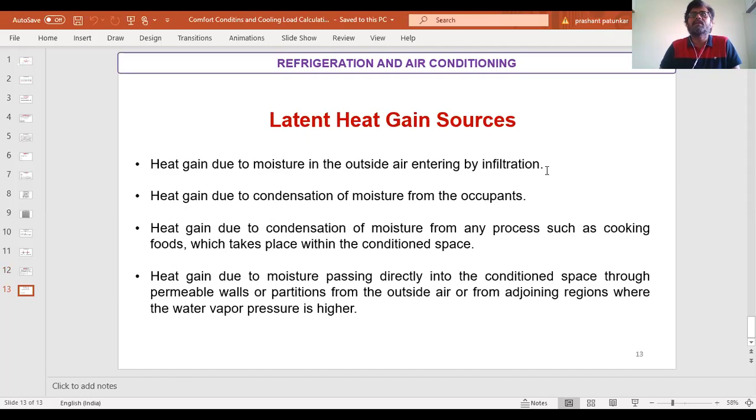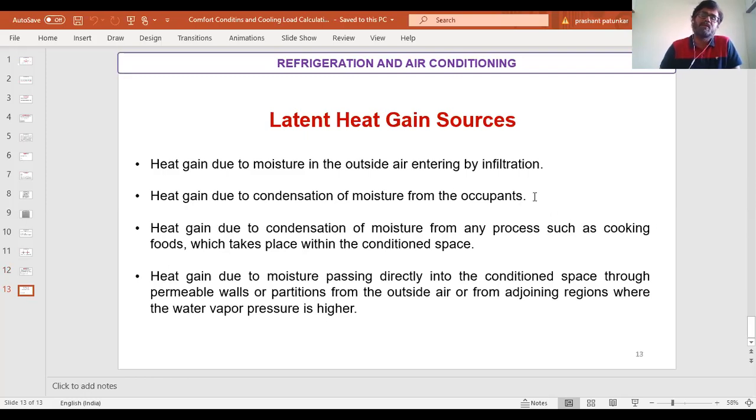So just now we have seen that infiltration, isn't it? So air that is admitted due to the frequent opening of the doors, opening of the windows, then minor cracks which would be there in the door or the walls. So some of the air would be continuously leaking into the space. So the surrounding air having the high humidity, that moisture would also be carried along with that air which is entering into the space that has to be conditioned. Heat gain due to the condensation of the moisture from the occupants.